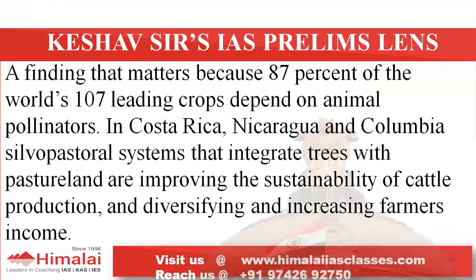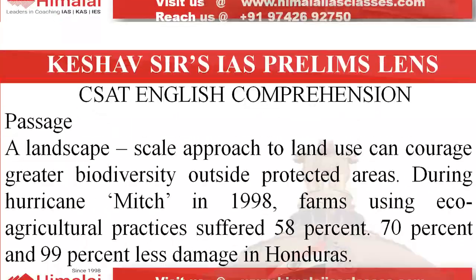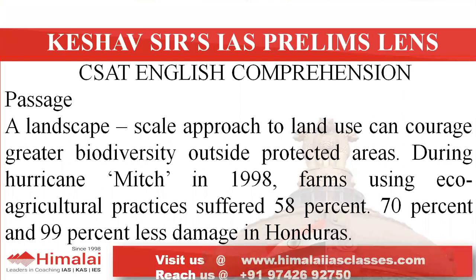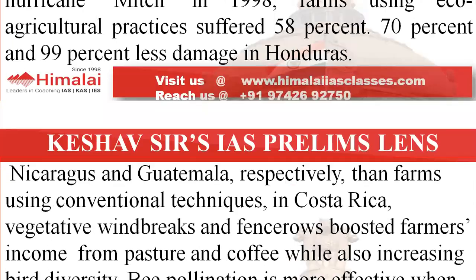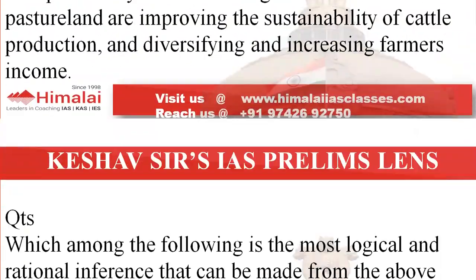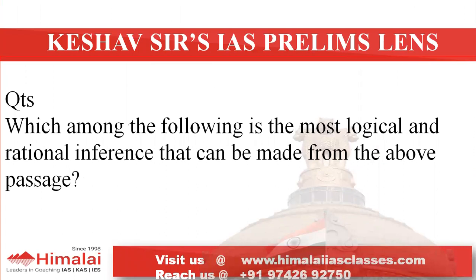Now, before going into what the options are, let us try to get the essence of the paragraph. The paragraph speaks about sustainable agriculture. It speaks about maintaining diversity. It speaks about maintaining resilience to damages, to disasters, and using an approach outside protected areas. So before we look into the options, this is the message that we can carry. So the question: which among the following is the most logical and rational inference that can be made from the above passage?